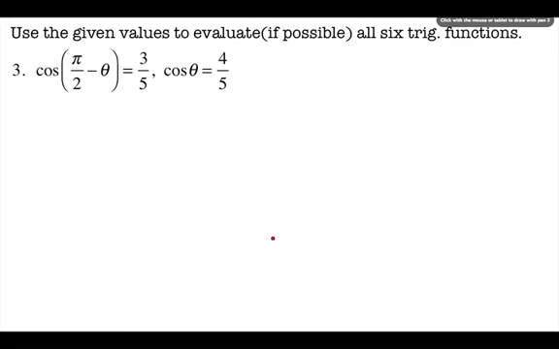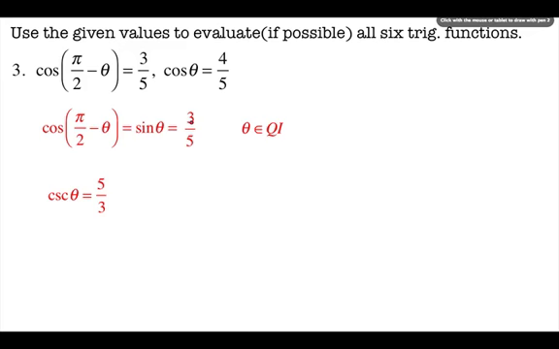Number 3, same directions, but in this case, notice that they're giving you cosine of pi over 2 minus theta equals 3/5, and cosine of theta equals 4/5. By using the cofunction identities, I know that this is equal to sine of theta. So now I know that sine of theta is equal to 3/5. Before I continue, I know that theta is in quadrant 1, cosine is positive, sine is positive. And this is going to help me find the other trig functions.